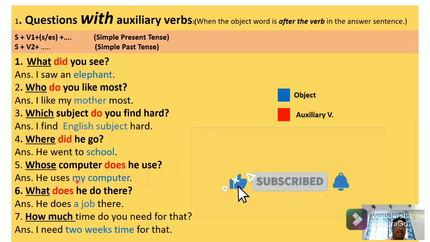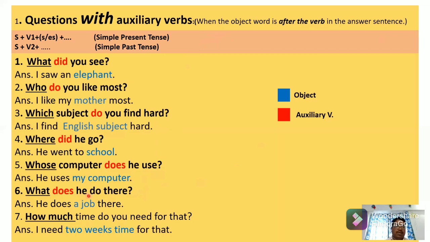Yes. And it goes according to this rule. Yes, it follows the rule when the object word is after the verb in the answer sentence, right? So we need an auxiliary verb to make the question. That is why the auxiliary verb does is used there in the question. Now the next question is, what does he do there? What does he do there? Here in this sentence, what is the question word? Does is the helping verb and do is the main verb.